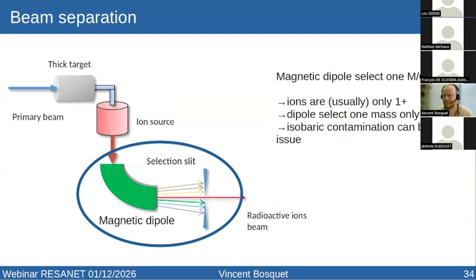Okay, and the last step, now that we managed to produce a radioactive ion beam, what we want is to purify it. And for that, most of the time, the beam is separated using a magnetic dipole. A magnetic dipole will select only one kind of M over Q ratio. And as usually a radioactive ion source produces +1 ions, the dipole will select one mass only. And what does it mean? It means that isobaric contamination can be an issue depending on the kind of ion source you're using.